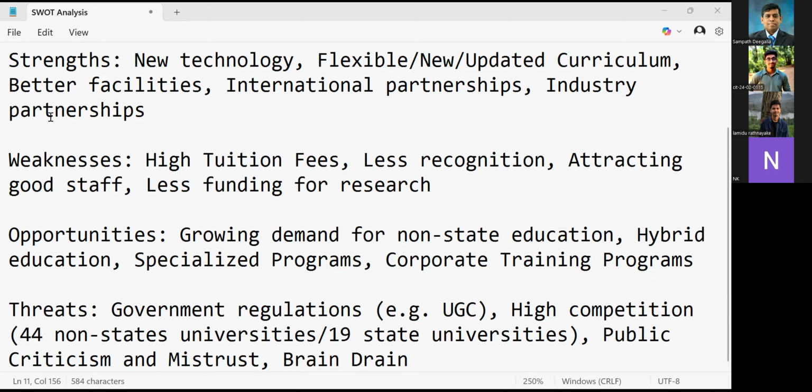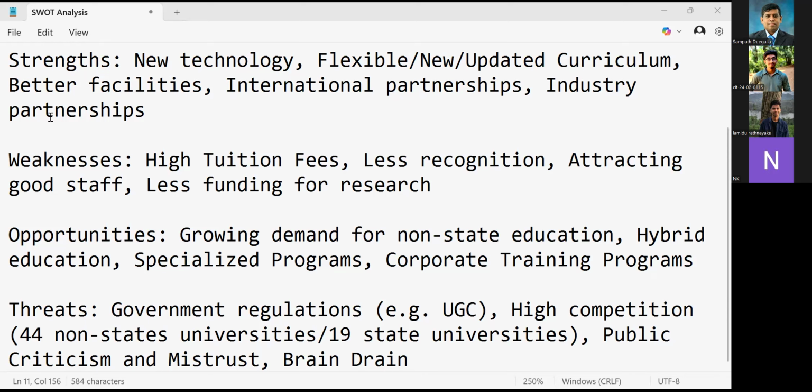Then opportunities: growing demand for non-state education within the country compared to the early days. Now people want to educate their children, even paying a fee for a degree. And hybrid education is also another thing that you will notice, and it's an opportunity. Specialized programs, corporate training programs, those we have selected as opportunities.